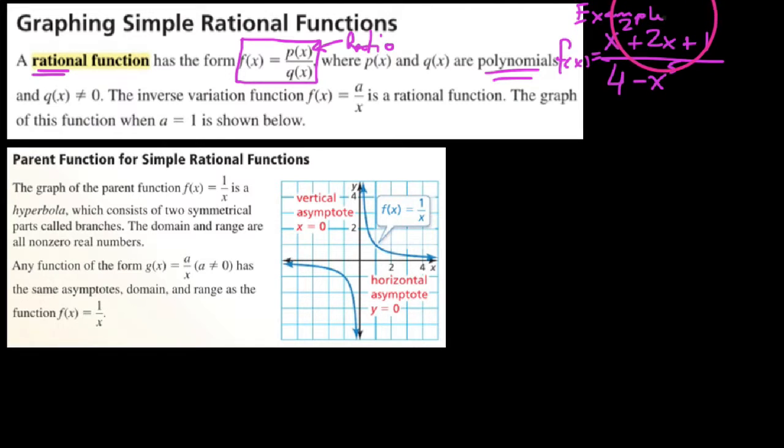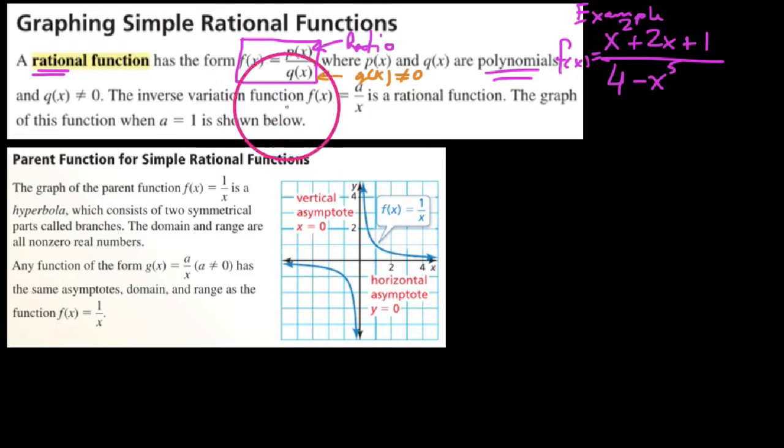Anyways, moving forward from here, one important stipulation is that we do not allow q of x to be 0. And so we'd say that q of x cannot be 0, because that would cause it to be undefined. So we avoid this at all costs.